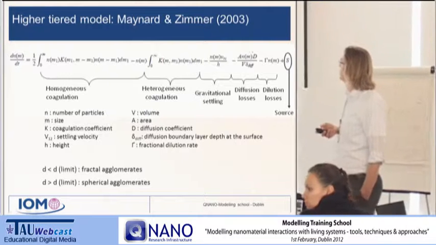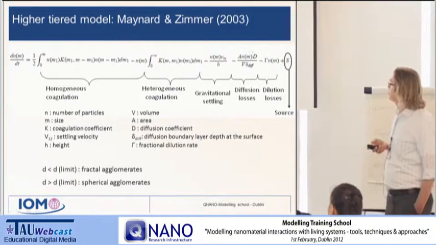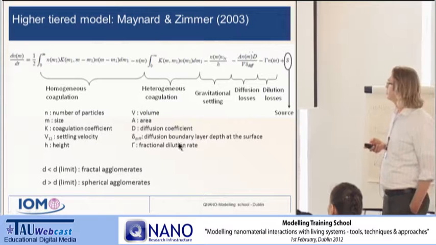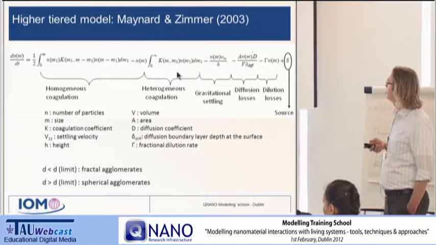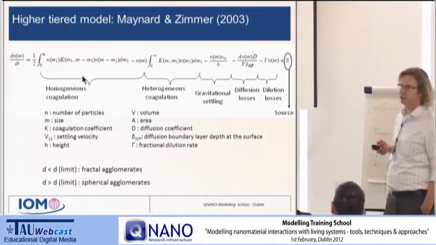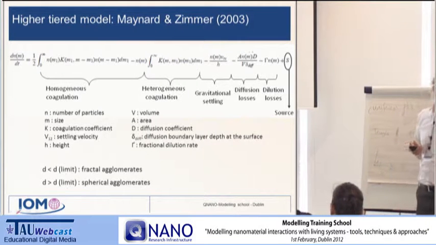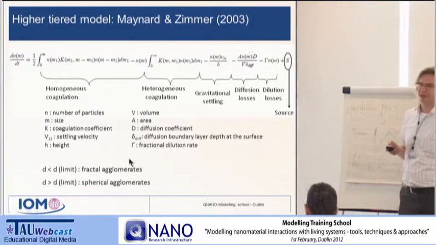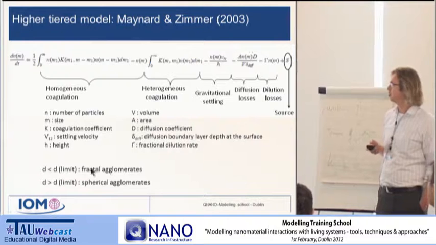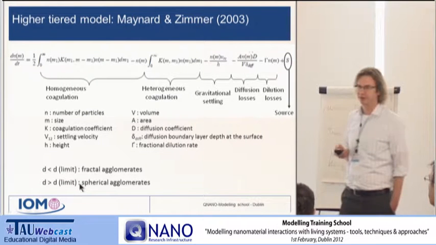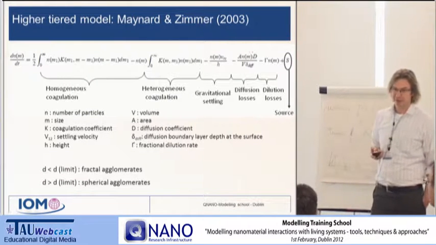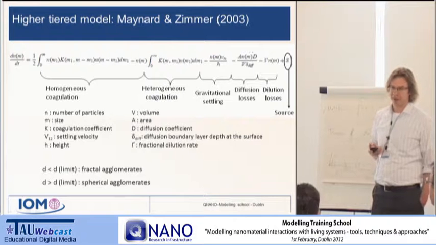So where do you include the structure of the agglomerates in your model? Because in your slide, you talk about the structure of the agglomerates, fractal or spherical. Yeah, I think they're somewhere. I think they're part of your K. So they will have correction factors for the fact that you don't have spherical agglomerates, also in the gravitational settling and the diffusion, because they change the coefficients because of the shape of the particle.